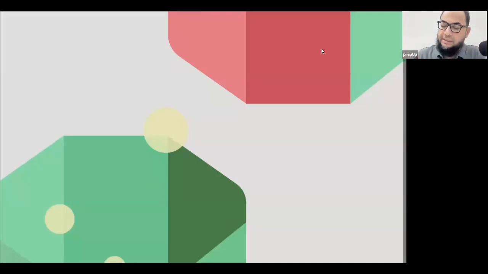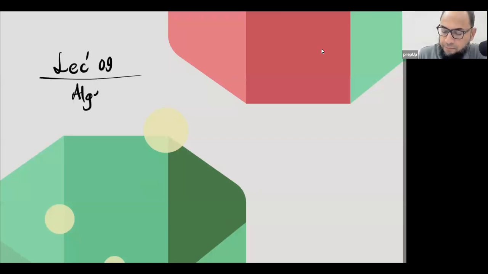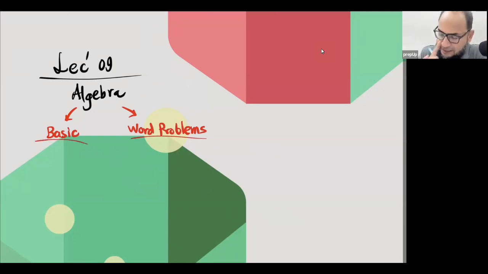So now we are starting with the 9th lecture. This is lecture number 9 of algebra. And today the focus is on solving some basic type of question as well as solving word problems. It could be related to quadratics, it could be related to simultaneous, but basically still the focus is on quadratics.